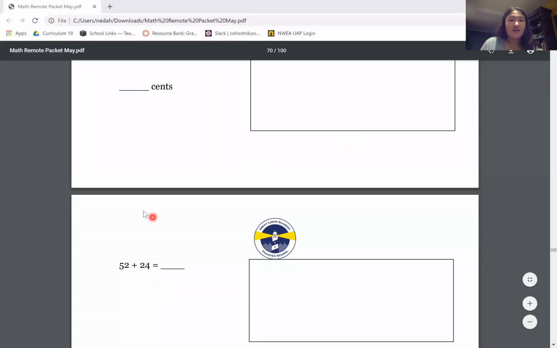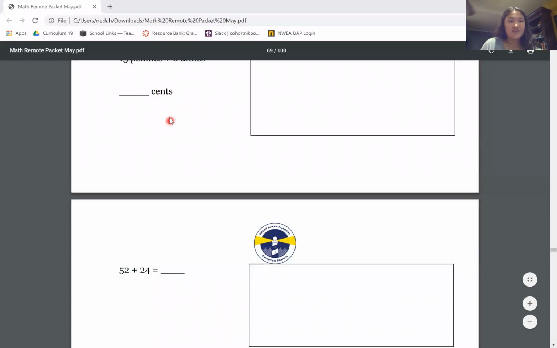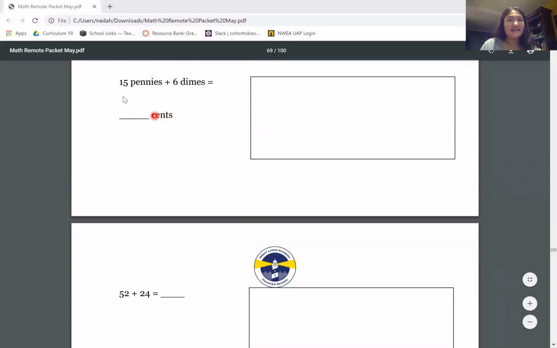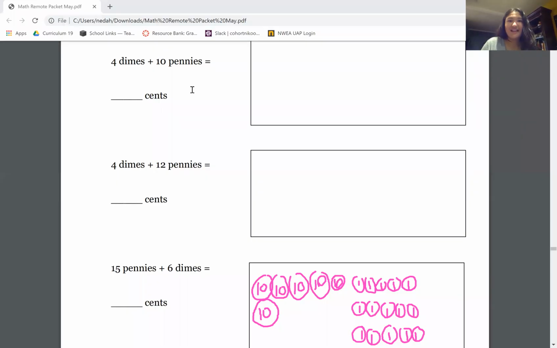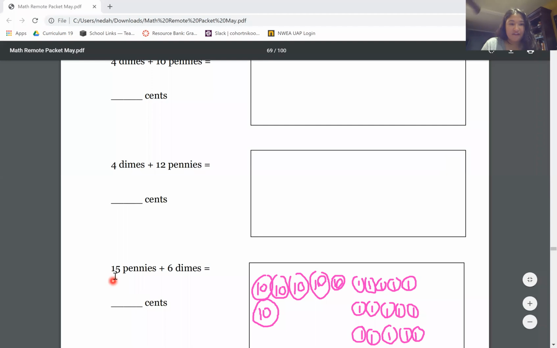We are going to move on to the bottom of this page, and it says 15 pennies plus 6 dimes. Pause and solve on your own. Let's see how you did. So remember that you should have drawn 15 pennies. I drew mine over here, and 6 dimes right here.